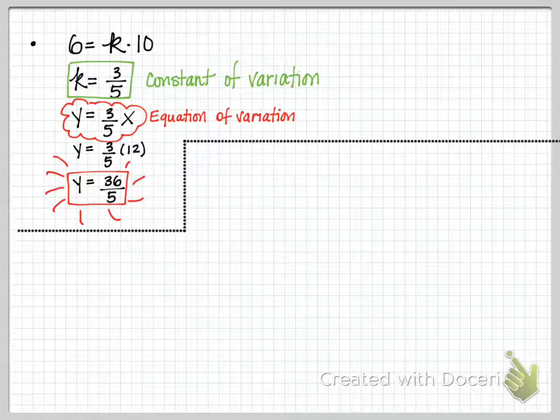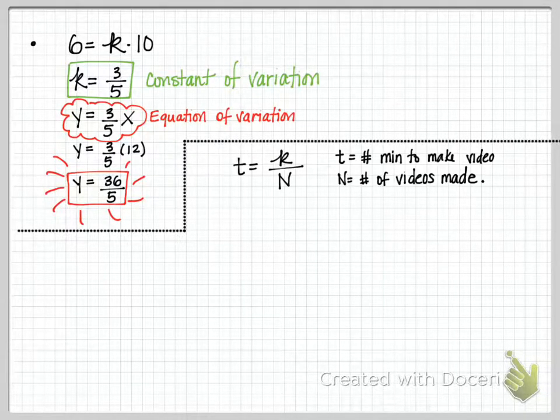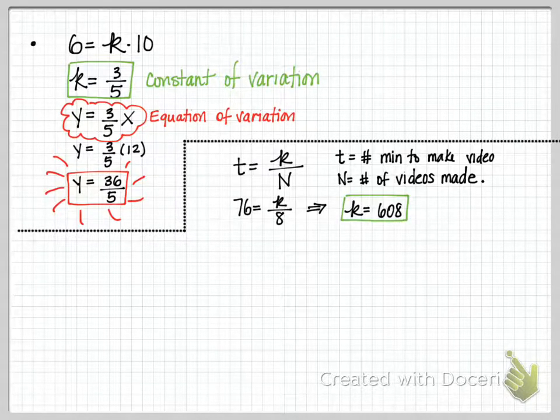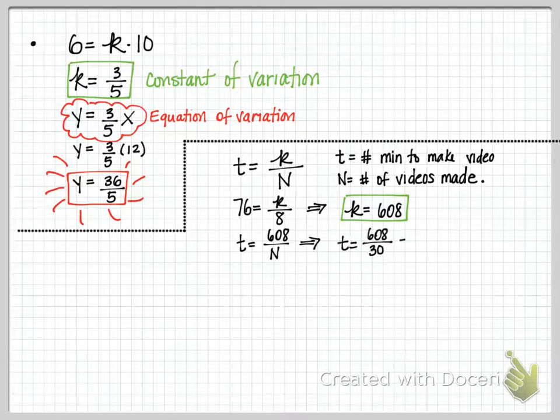Now let's look at the situational problem. I said that time varies inversely as the number of videos, and so I've got that there, and I'm even telling you what t and n stand for. And so then I plug in the data that was given and solve for the constant of variation. Now, using that constant of variation, plug it back into the equation to write my equation of variation. Plug in the information that was given. What about after 30 videos?